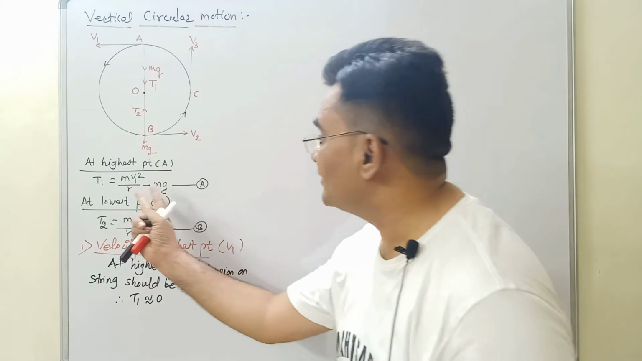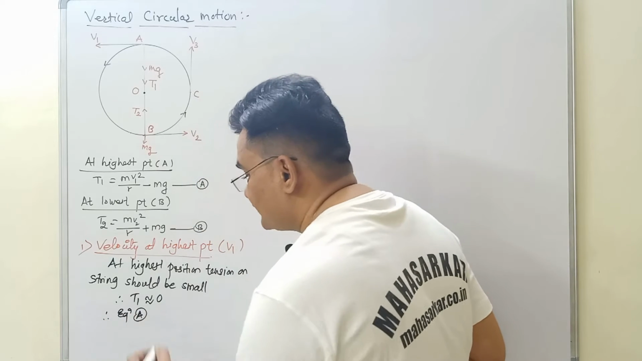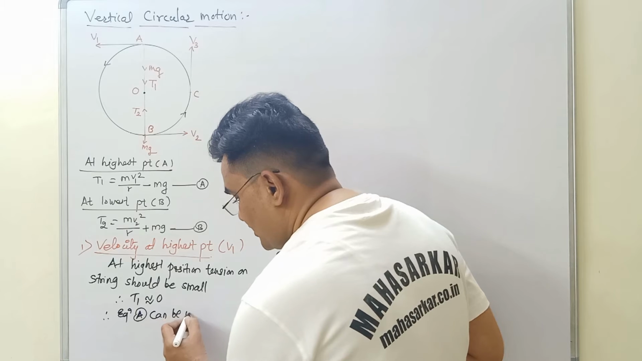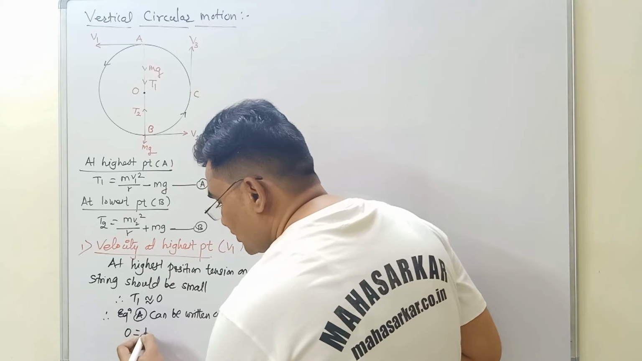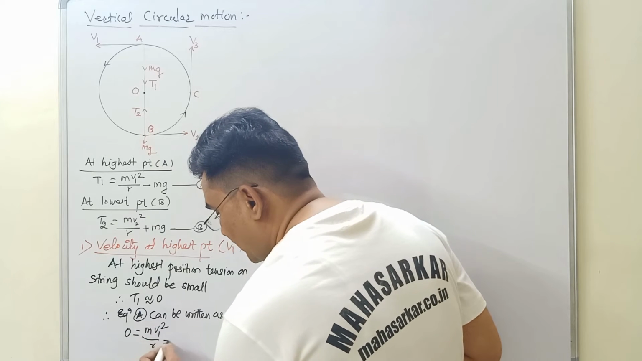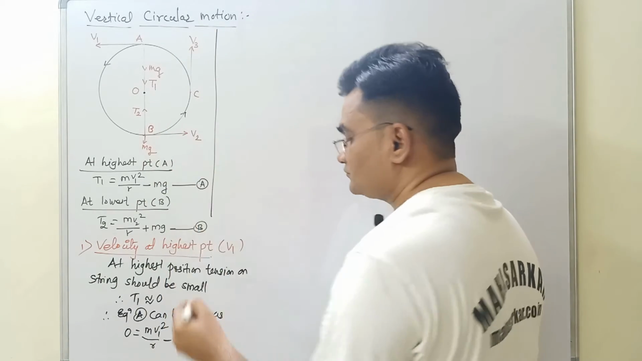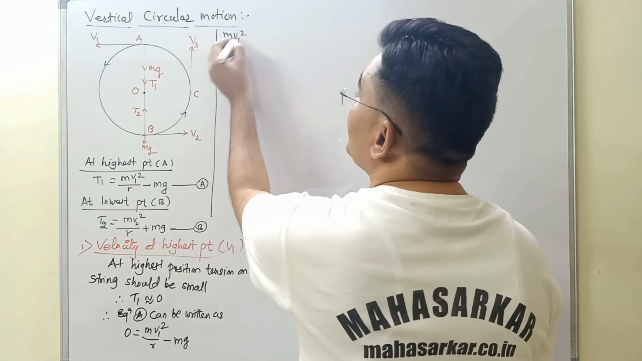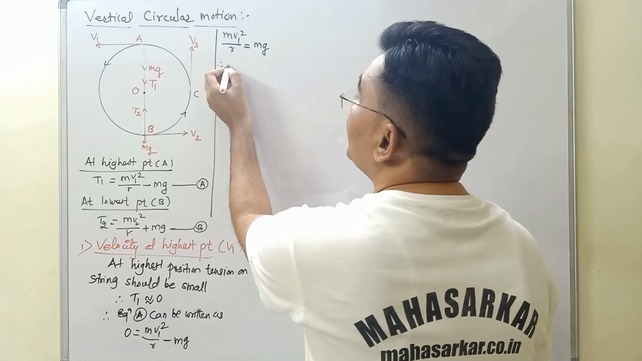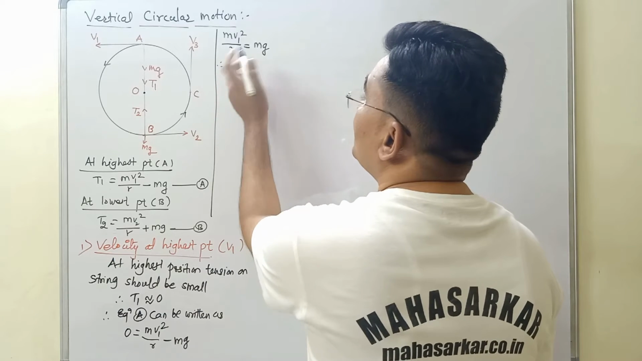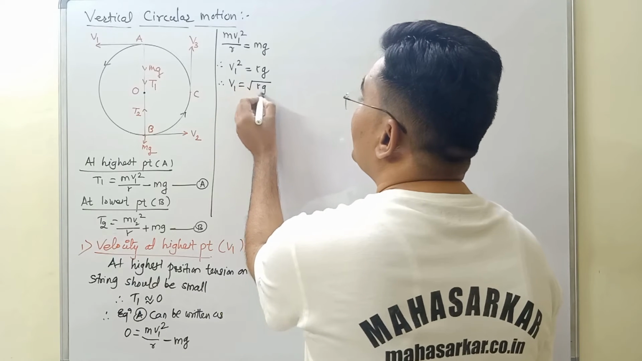So if I write this, then what will happen with equation A? Therefore, equation A can be written as 0 is equal to mv1 square upon r minus mg. Minus will come here, it becomes plus, and we'll get mv1 square upon r equal to mg. M cancels on both sides, so we get v1 square equal to r into g. v1 equal to root of r into g.